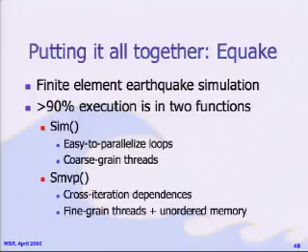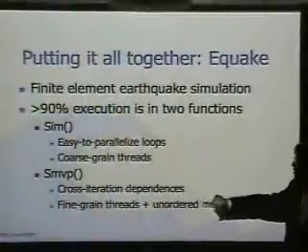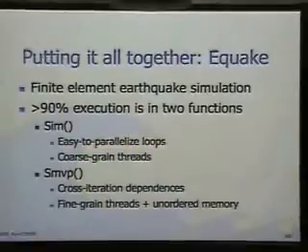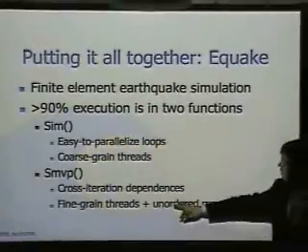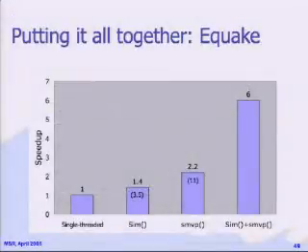And so we looked at one application from Spec FP to get an idea of how much that can actually buy us. So we looked at eQuake. eQuake spends 90% of its time in 2 functions. The first one is called sim. This is a bunch of easy to parallelize loops, and so the obvious thing to do here is to use coarse-grained threads. That's what we did. The second function is called SMVP. This has some trickier cross-iteration dependencies, and so here we've used fine-grained threads combined with our unordered memory interface to extract some parallelism there. Let's take a look at the results.